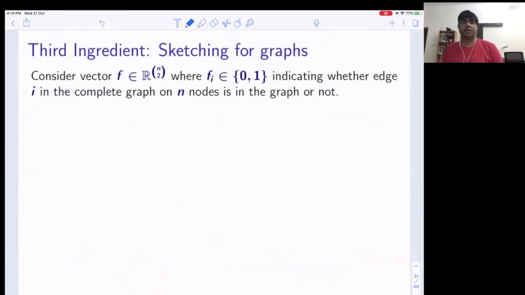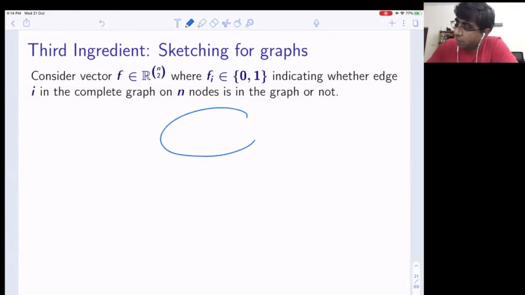And the third ingredient we need is sketching for graphs. So what is sketching for graphs? We are all used to looking at graphs as vertices and edges. But now if we want to use some matrix, we have to understand a graph in terms of some linear algebraic object. One natural way people have used vectors is that you think of a complete graph on n vertices. So this is like K_n, and think that these are on the nodes 1 to n.